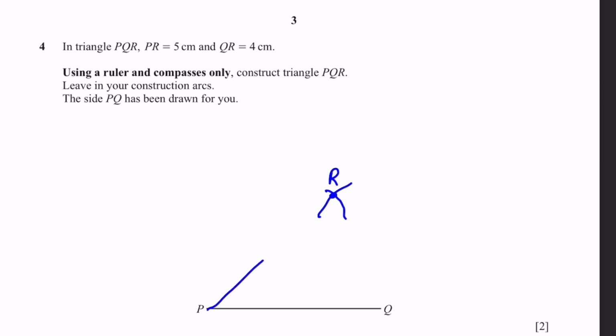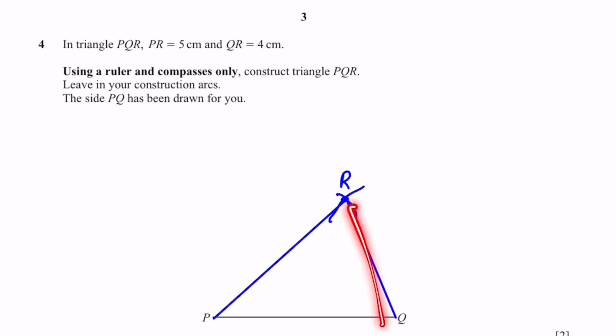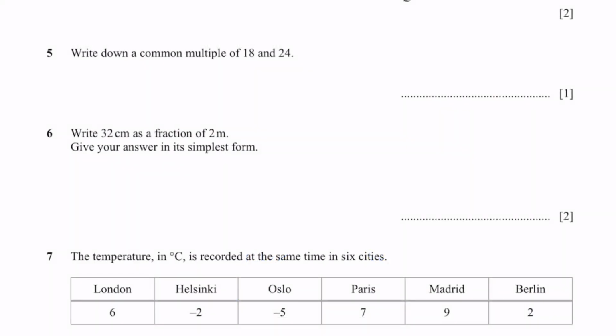Now we can simply connect PR and then QR over there. And of course we need to write the length of these sides. So PR is going to be 5 centimeters and QR is going to be 4 centimeters. That's the answer. Question 5. Write down the common multiple of 18 and 24.